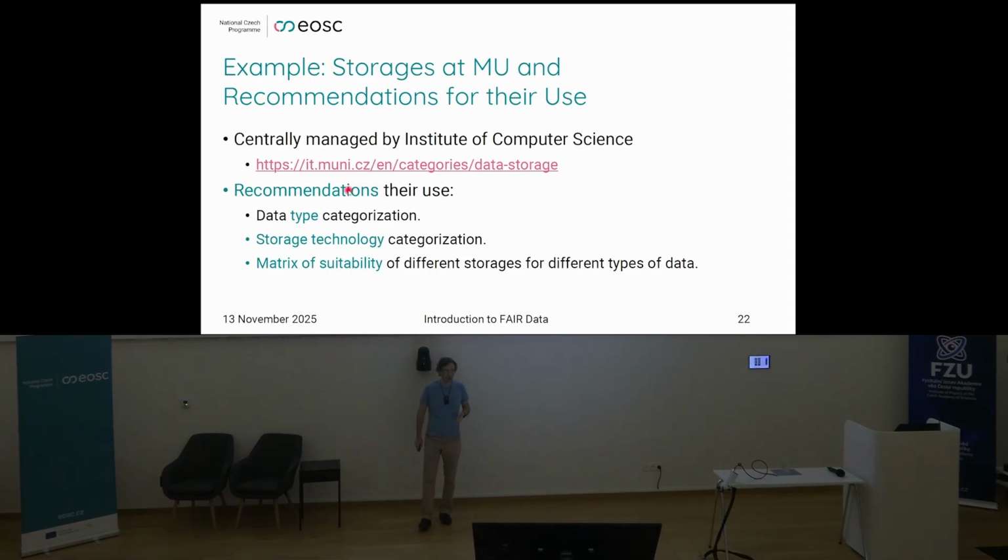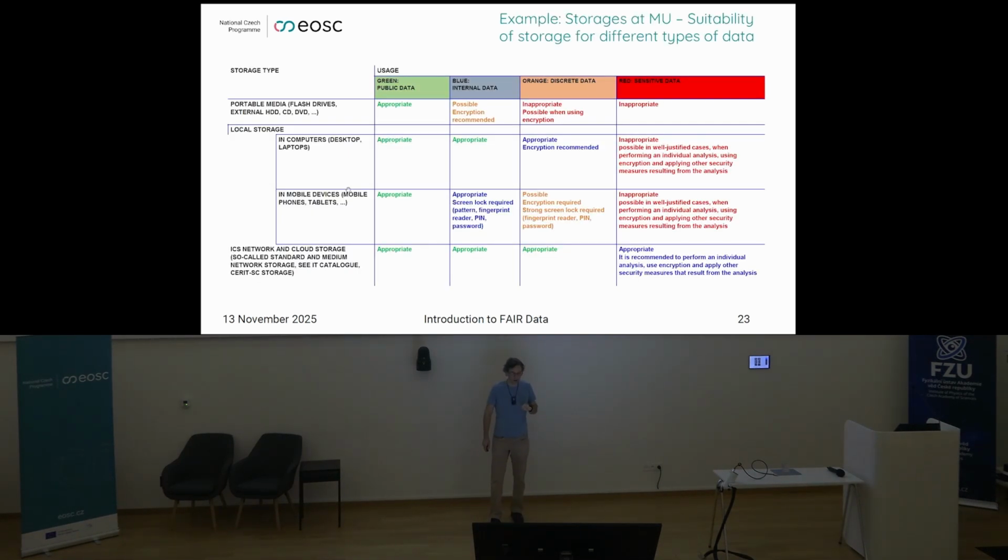And one thing in this catalog is some recommendation on available storage technologies and how to use them. In fact, there are two main parts. The first one is a set of storage technologies that are available, and we are starting at flash drives and external hard drives, maybe CD, DVD, and something like that. So storages that you can have in your pocket, for example.